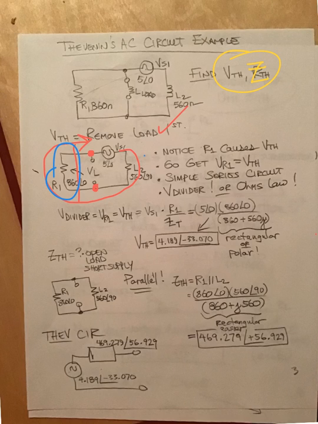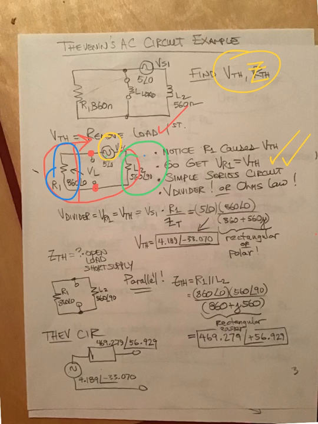You cannot tell me that this resistor is in parallel with V Thevenin. The power supply is in the way right here. So the only thing that's causing V Thevenin is R1. So that's what we're after. We need to go get R1 as part of the solution to this problem. Okay? All right. So, simple series circuit.